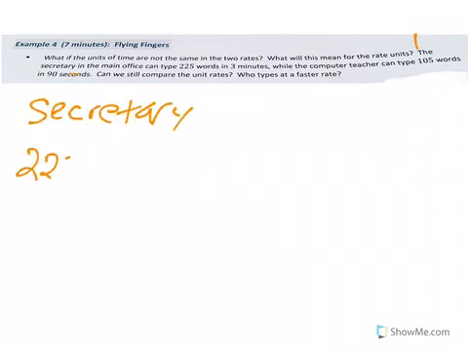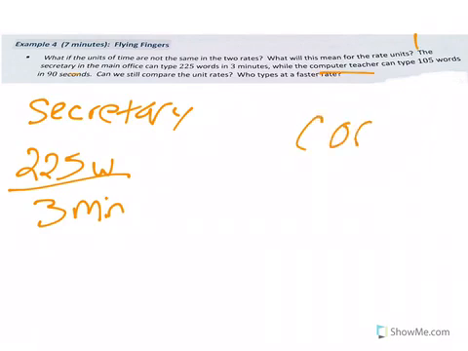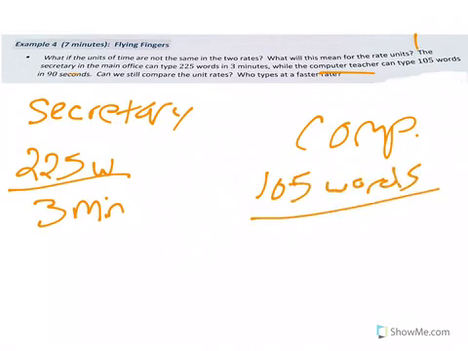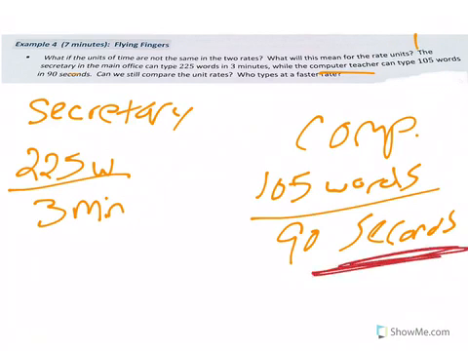Secretary is going 225 words per 3 minutes. The computer teacher, we'll just say comp, can type 105 words in 90 seconds. Now hold on a minute. We may have a problem, because now they're asking us to compare. Over here we've got seconds, and over here we've got minutes.